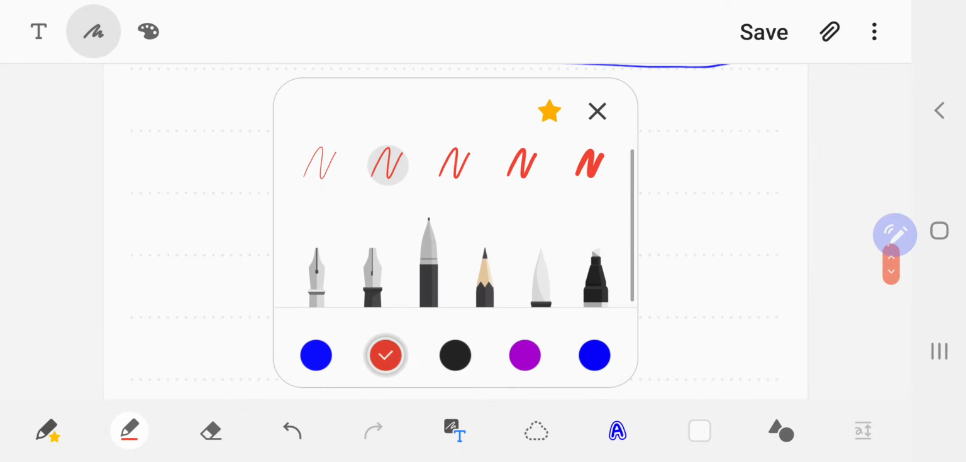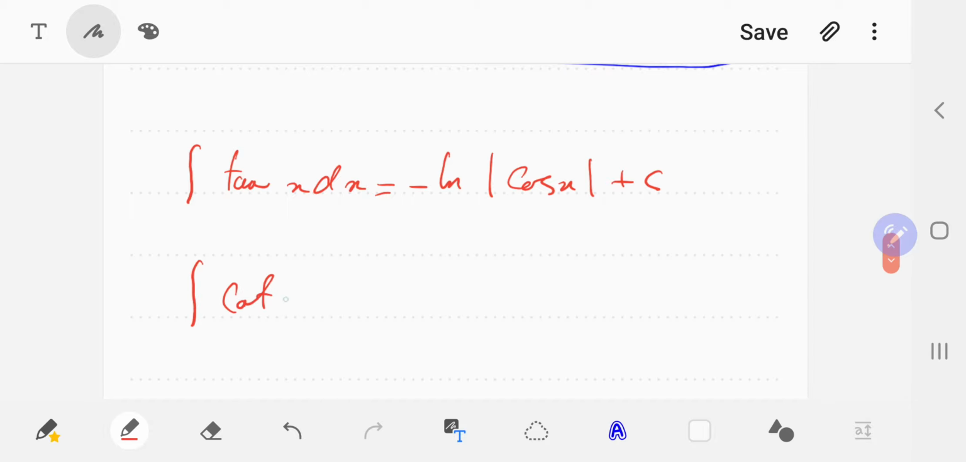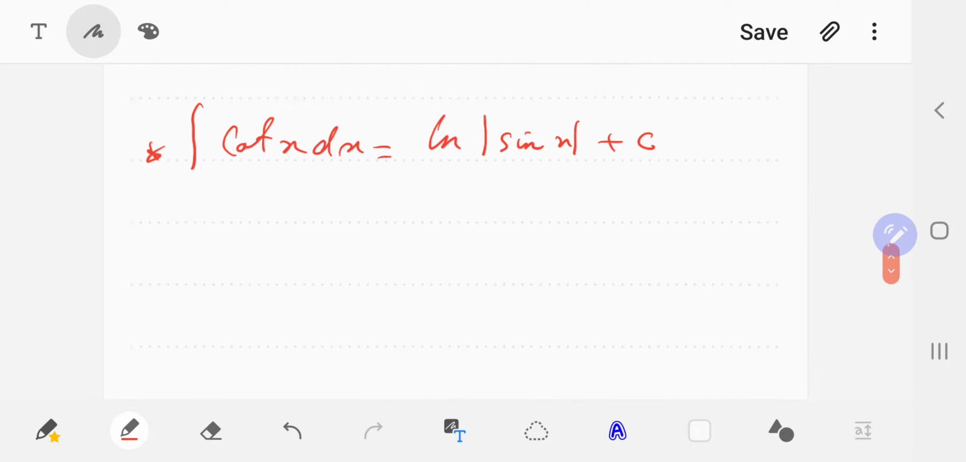So in general, we can say that integration of tan x dx is equal to negative ln absolute value of cosine x plus c. If you apply the same thing for cotan, you will get integration of cotan x dx, which is ln absolute value of sine x plus c, because you're going to do the same thing. Cotan will be cosine over sine, and you will choose sine as u. So we'll reach this result.